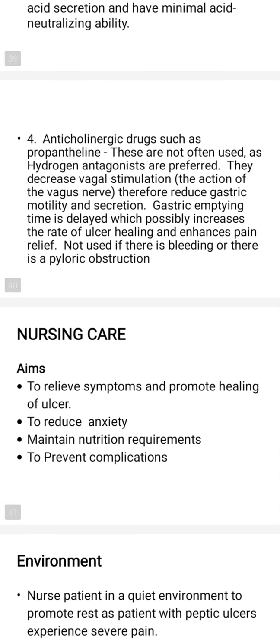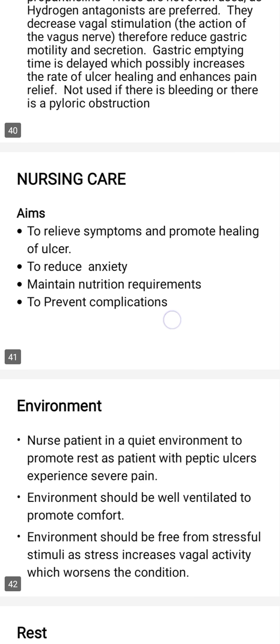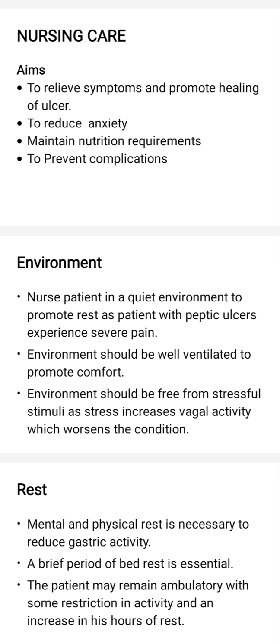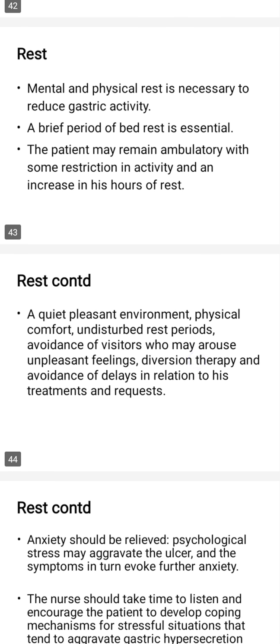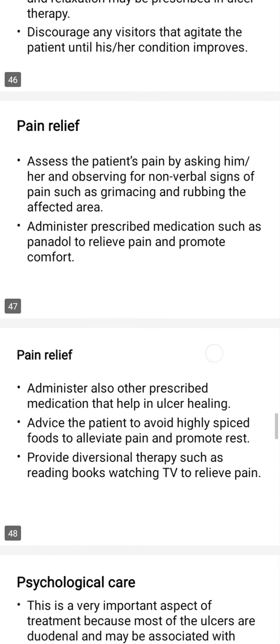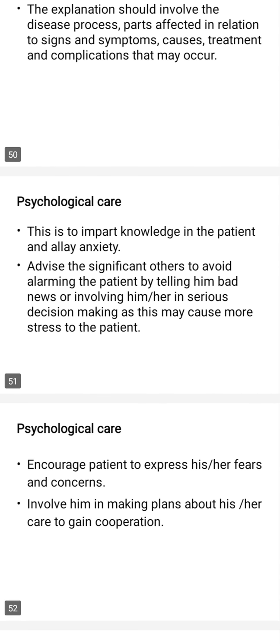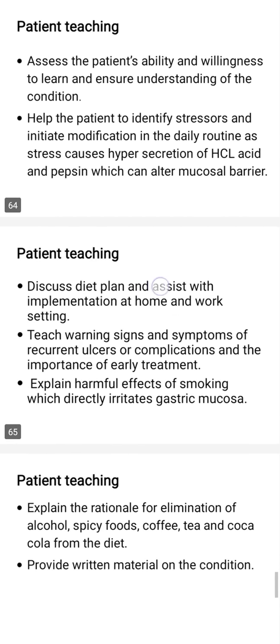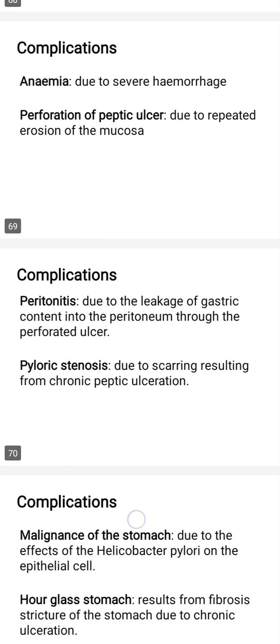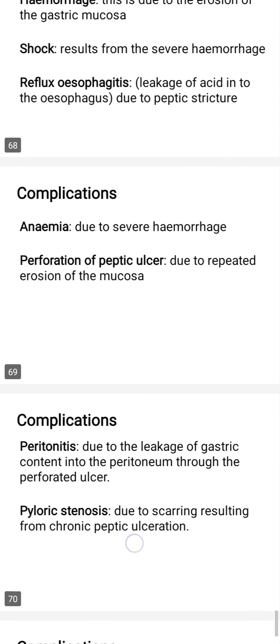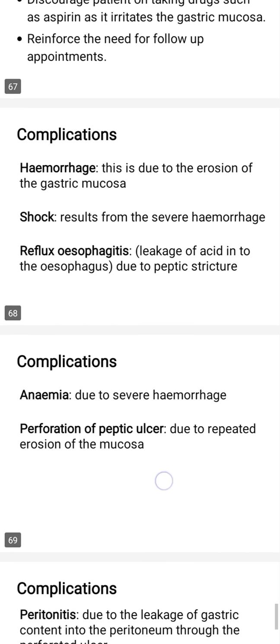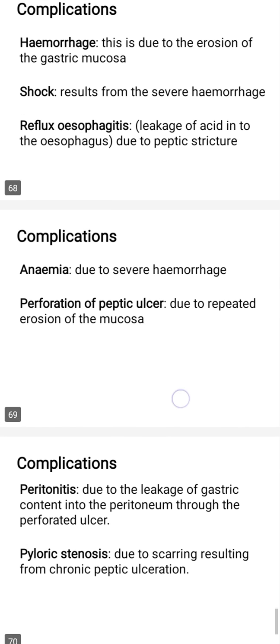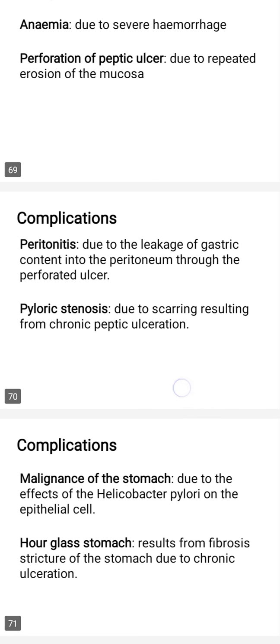Then from there, you come to the nursing care. For nursing care you use a proforma. You mention your aims. Then from there, you list, starting from environment, your goal, pain relief, psychological care. I'm sure we know nursing care, most of us. So just to go through, you come to complications. Anemia is one of them. Hemorrhage is one of them. Shock, perforation of peptic ulcers, peritonitis.